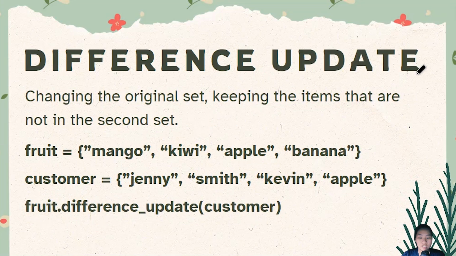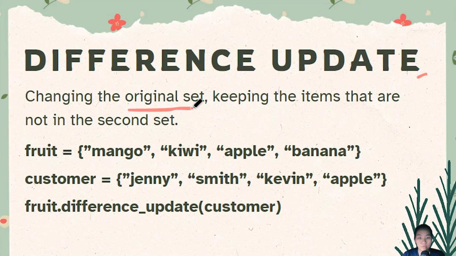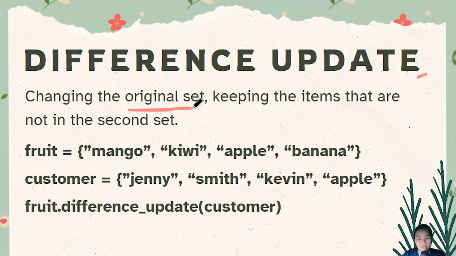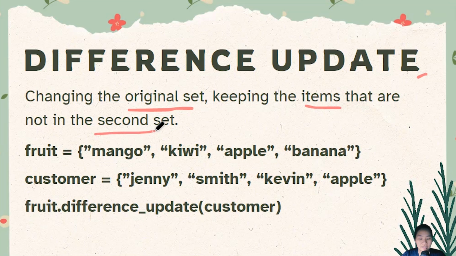Now, let's take a look at the difference update method. It changes the original set, so we're working with the set that we have. Instead of creating another copy or another new set and then changing that, it will keep the items that are not in the second set.